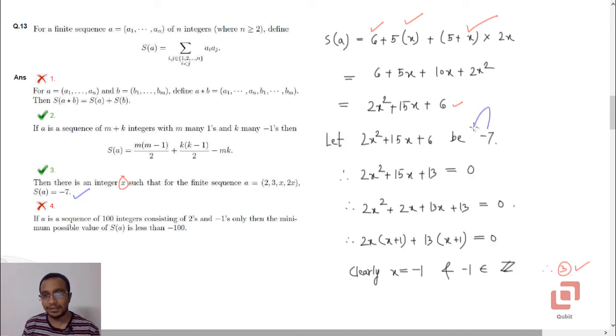So equate the quadratic expression to negative 7, shift negative 7 to the LHS, you will get 13. 2x squared plus 15x plus 13 equal to 0. This is the quadratic equation that we are going to solve, and we need to check whether this quadratic equation has any integer root. Now if you solve it, one of the roots becomes minus 1 and the other is, well, it is a fraction, but we need not go for that. That fraction is negative 13 upon 2.